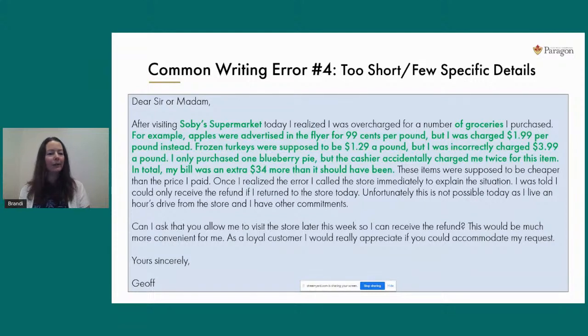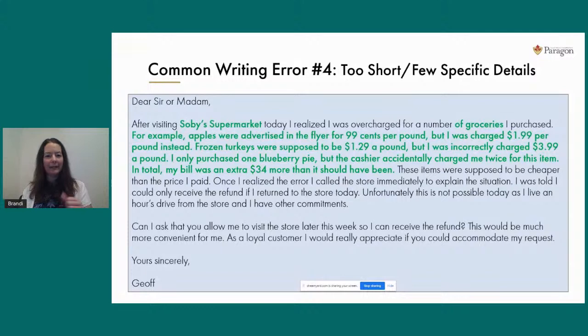All right, I'll just read out loud here what I've inserted in green. So it says, for example, apples were advertised in the flyer for 99 cents per pound, but I was charged $1.99 per pound instead. Frozen turkeys were supposed to be $1.29 a pound, but I was incorrectly charged $3.99 a pound. I only purchased 1 blueberry pie, but the cashier accidentally charged me twice for this item. In total, my bill was an extra $34 more than it should have been.